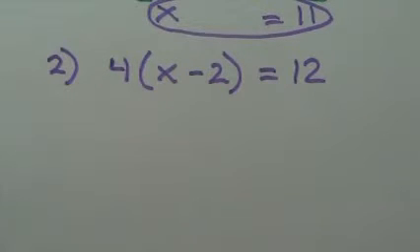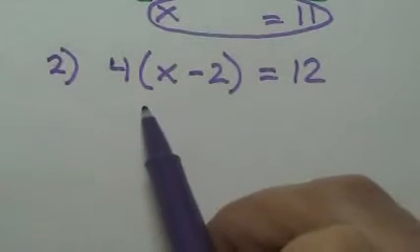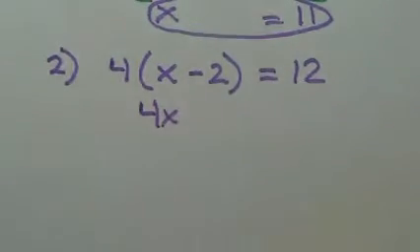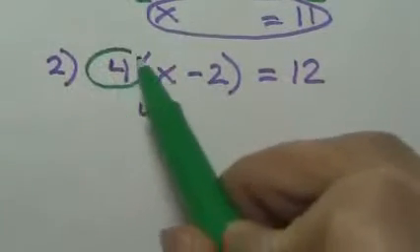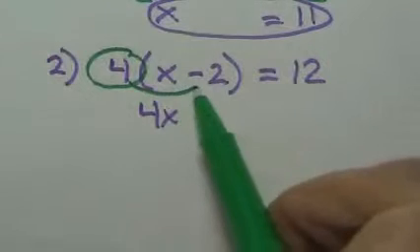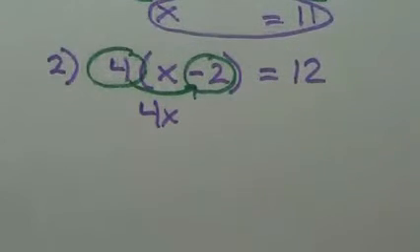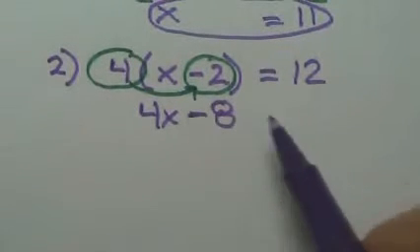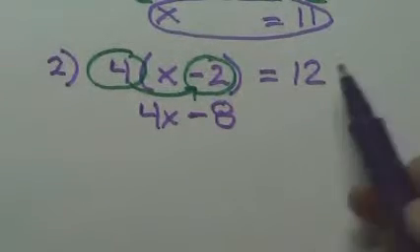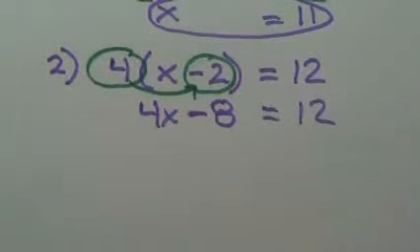Remember, our first step is to use distributive property, so that's going to be 4 times x. 4 times x is 4x. And then most people forget this. So that's a positive 4 times negative 2. 4 times 2 is 8, and there's 1 negative. That's negative 8. All that equals 12. I'm keeping my equals lined up.